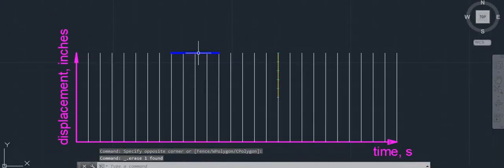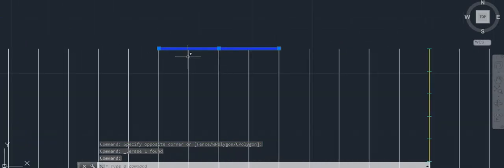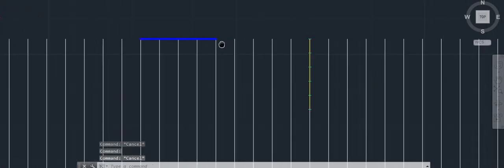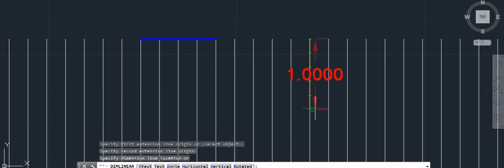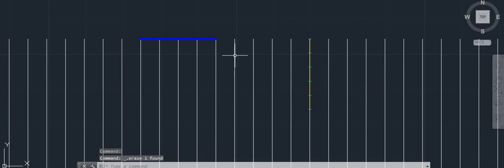Now suppose that the body is at rest for 4 seconds. So we count 1, 2, 3, 4. So the body rests for 4 seconds and then it will fall 1 inch for 5 seconds. If we measure the yellow line, we have 1 inch. Then we have 5 white vertical lines, 1, 2, 3, 4, 5.